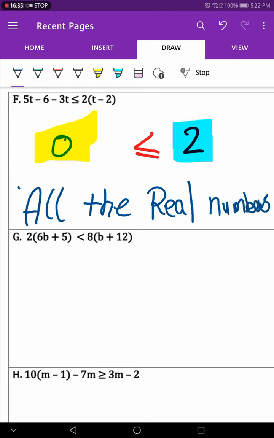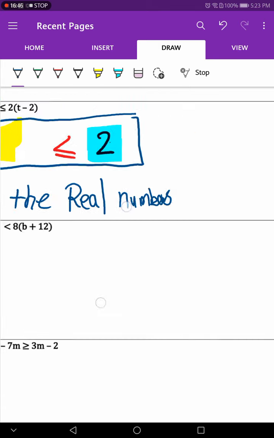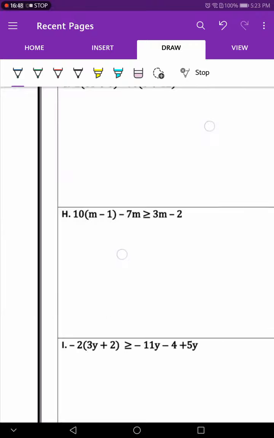Okay, my boys. Why? Because if you read this, you figure out it is correct. 0 is less than or equal to. Great, boys. Now let us move to the next question here.